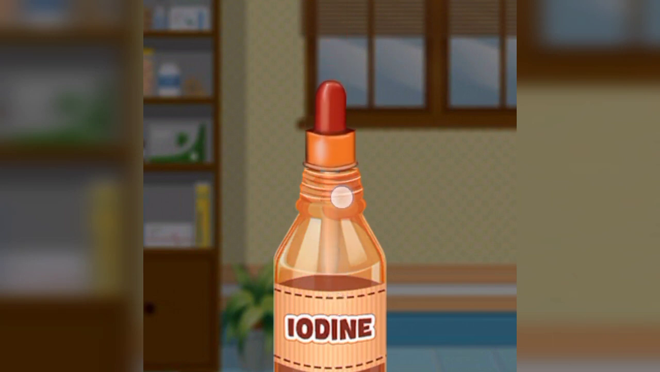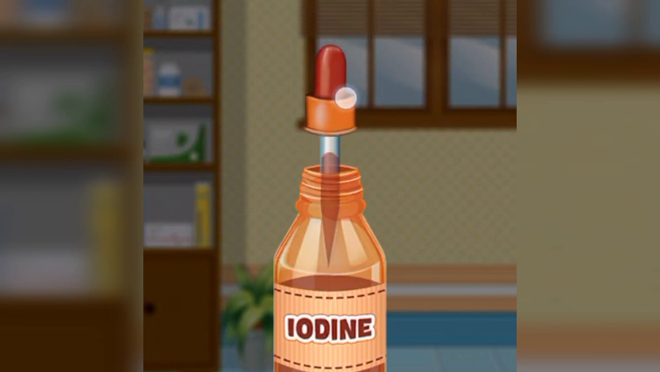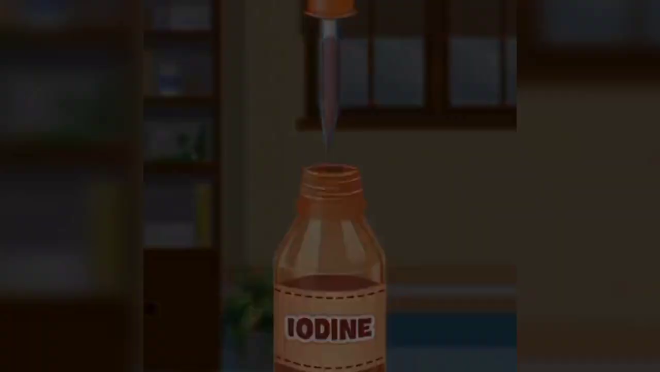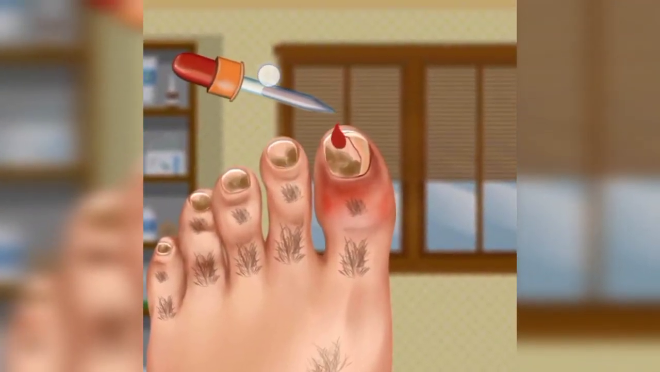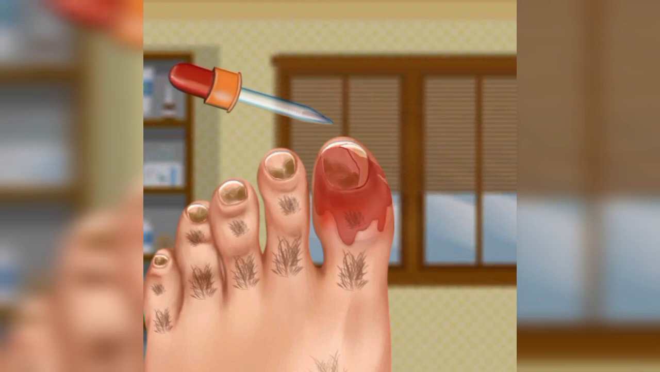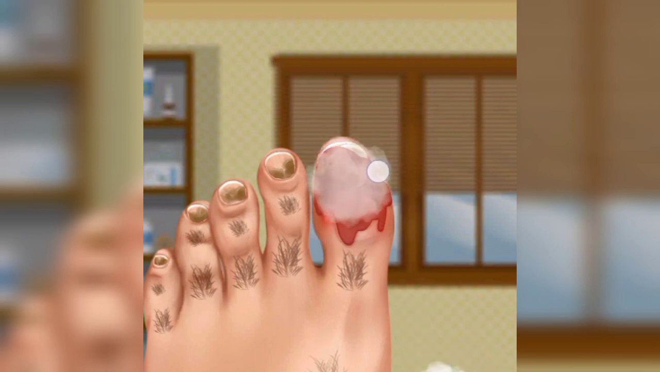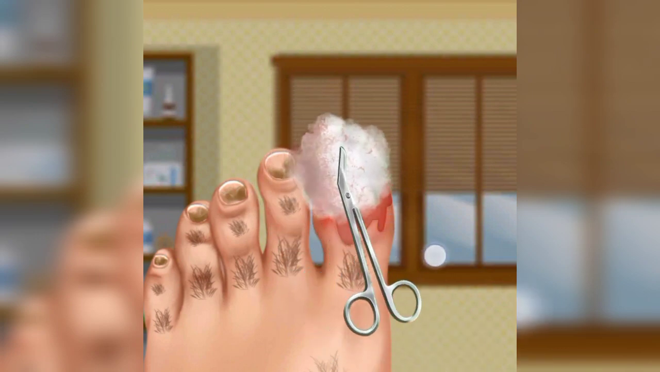We are applying iodine to make the wound germ free. This is a type of antiseptic we are using on wounds. So we have a drop, 4 or 5 drops are enough. Now we have to remove it with a cotton. The blood spots have been cleaned.